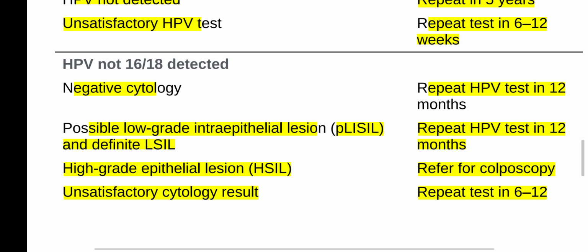What if the cytology is showing a high-grade intraepithelial lesion, with HPV detected but not 16 and 18, but cytology showing a high-grade epithelial lesion?